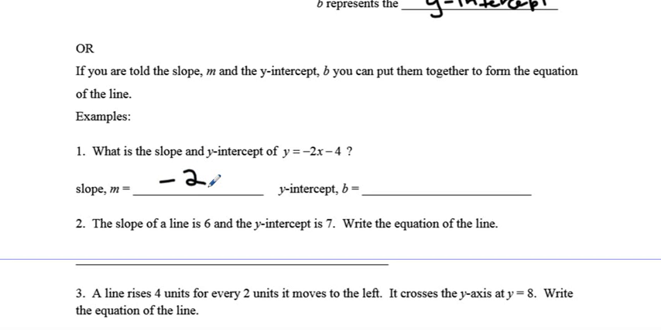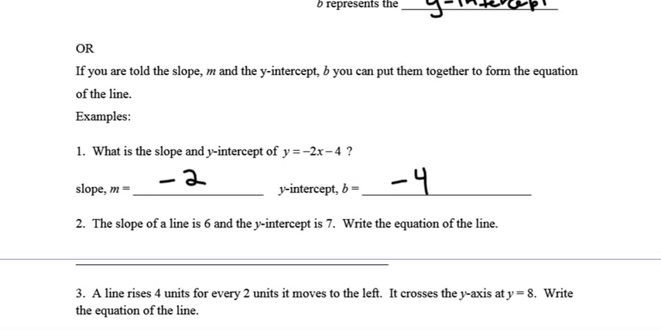Don't include the x, okay? Slope is just a number. It doesn't have the x attached. And then for the y-intercept, it's this part here, and you must include the sign in front of the number. So in this case, the y-intercept is negative 4, which means this line crosses the y-axis when y is equal to negative 4.